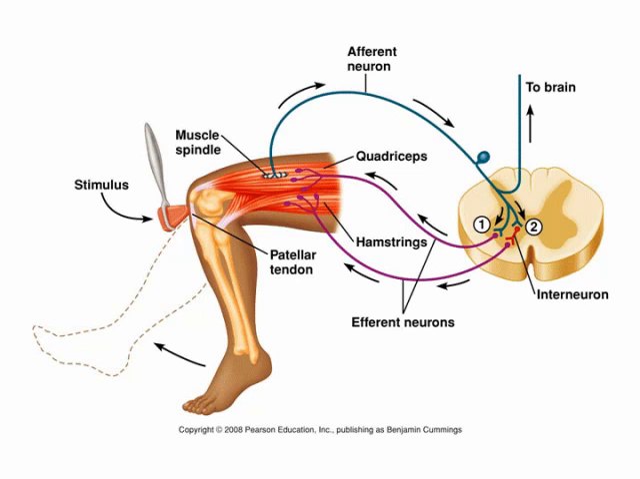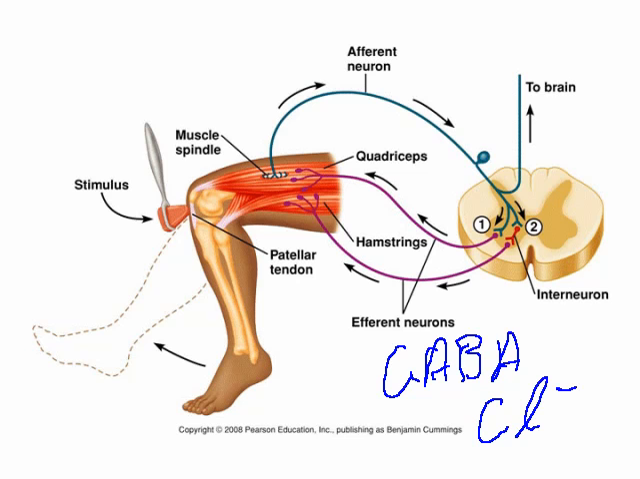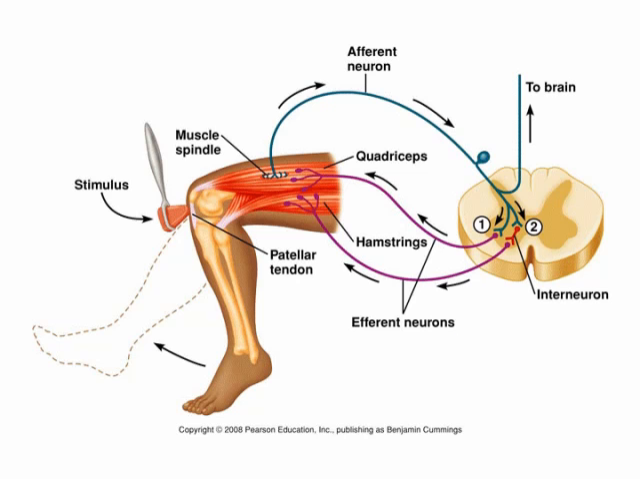Now, it probably does this by releasing a neurotransmitter such as GABA, which is inhibitory. GABA activates GABA receptors, and GABA receptors are ligand-gated ion channels that allow chloride ions to flow into a neuron. And of course, that hyperpolarizes the neuron. So this interneuron here is going to cause a hyperpolarization of the efferent neuron, the motor neuron, going out to the hamstrings, which of course will allow the hamstring to relax.